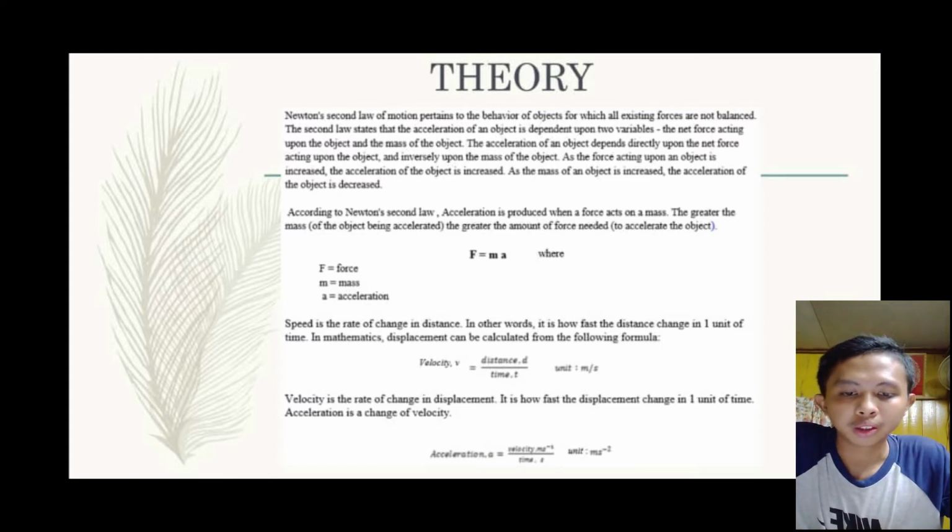Speed is the rate of change in distance. In other words, it is how fast the distance changes in 1 unit of time. In mathematics, speed can be calculated from the following formula. Velocity, distance per time unit, m/s. Velocity is the rate of change in displacement. It is how fast the displacement changes in 1 unit of time. Acceleration is a change of velocity. Acceleration a, velocity per time unit, m/s^-2.